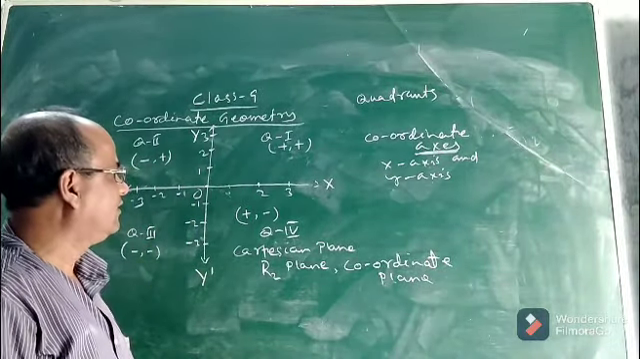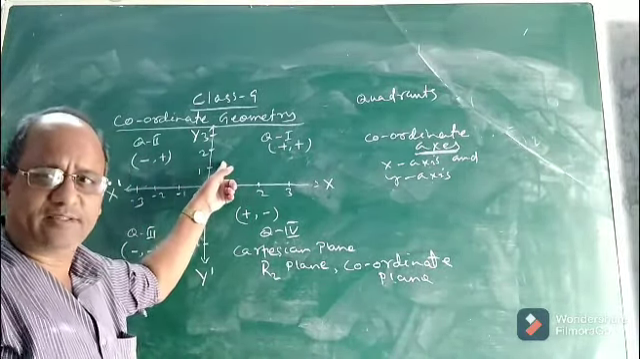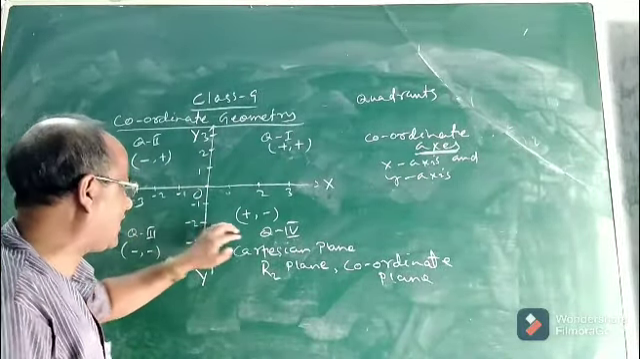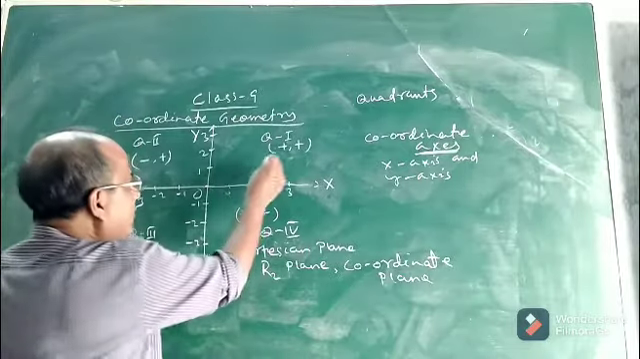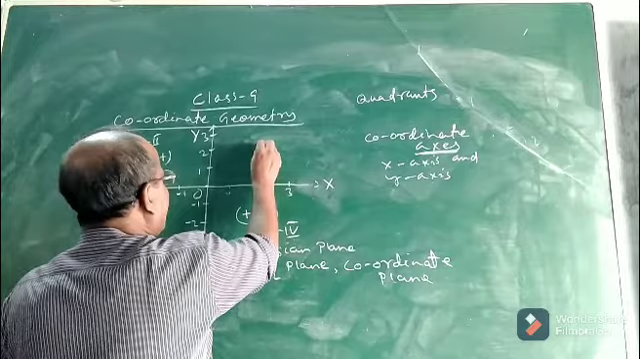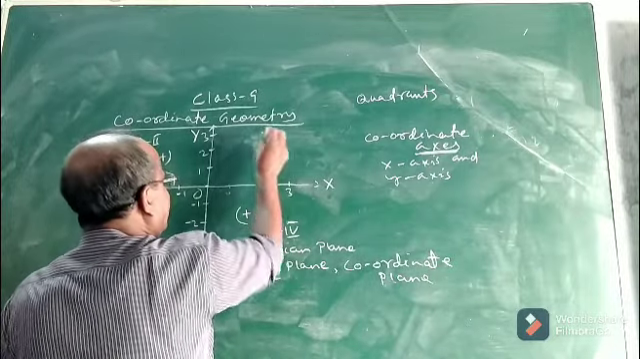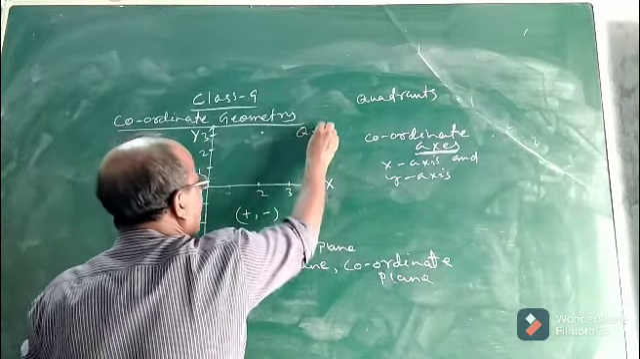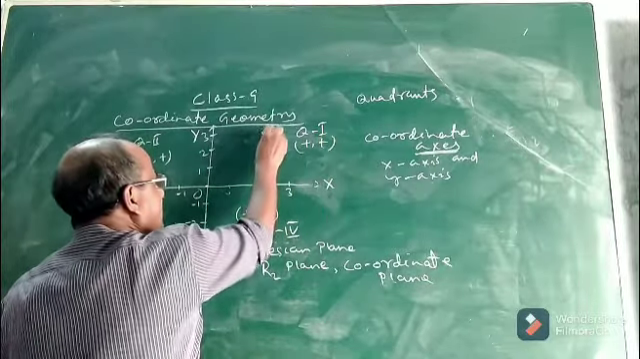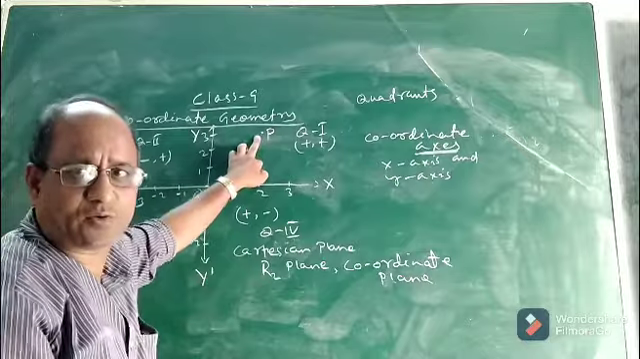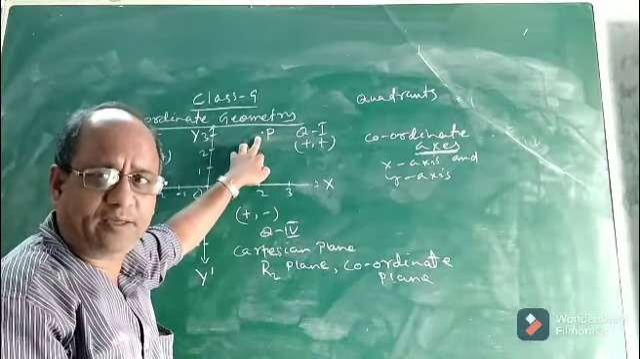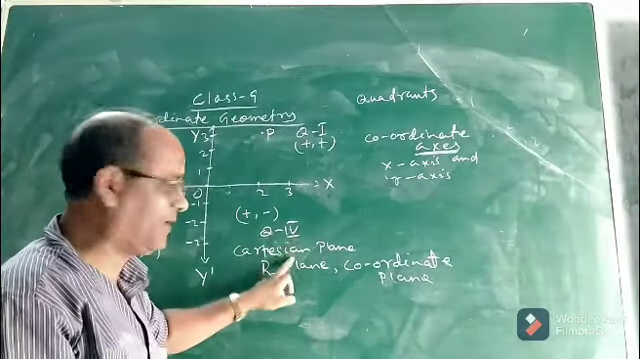Now children, if we take any point in any quadrant, maybe in quadrant 1, 2, 3 or 4, suppose I take a point here. This is quadrant number 1, having sign plus and plus. Let us consider a point P. Take a point P in the first quadrant of the Cartesian plane.